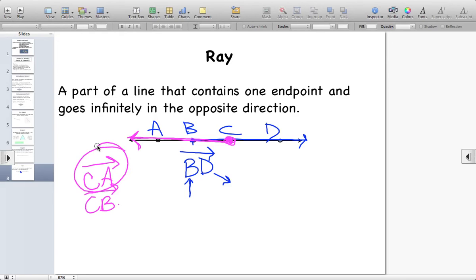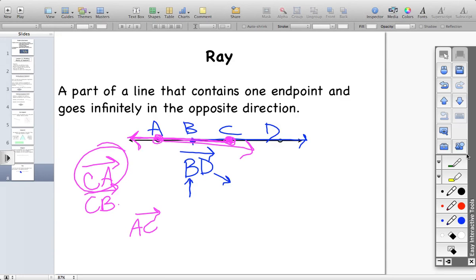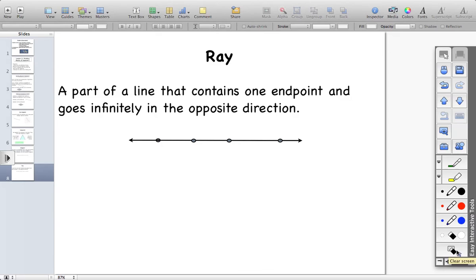But this is not the same thing as saying ray AC, because ray AC means here's my endpoint and I'm going in that direction. So this is the one point that when we identify it, we do need to make sure that the order is correct, that whatever the first letter listed is the endpoint, and the other letter shows me the direction it's going in.